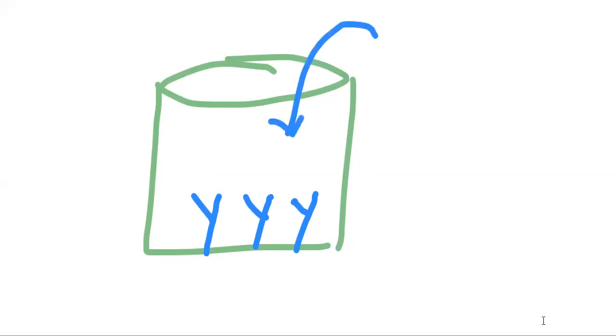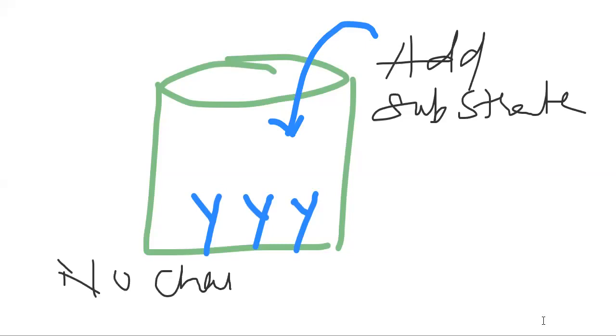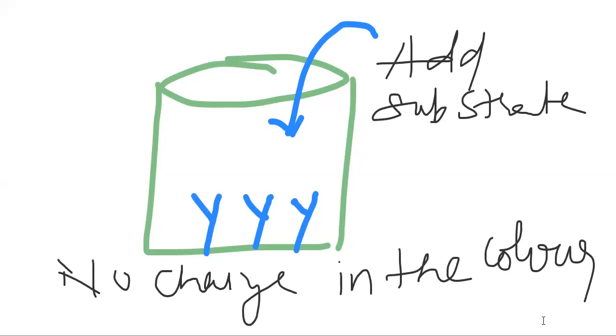Then add substrate. What happens if you add substrate? The substrate can bind with the enzyme, but there is no enzyme actually. So how do we come to know there is no enzyme? No change in the color. If there is no change in the color, then we can understand the test is negative.